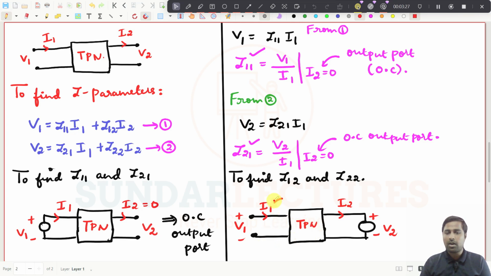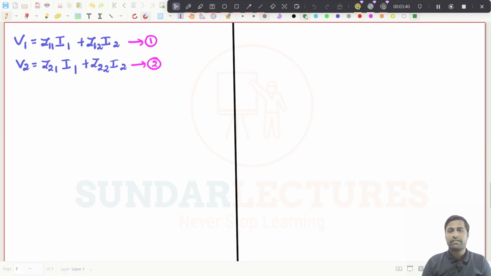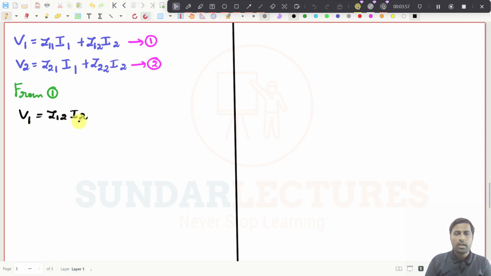Since this is now open circuited, then I1 should be equal to 0. So if I1 is equal to 0, then you can get this expression. I will take it to the next page. I have just taken the expression. So from expression 1, this I1 has now become 0. So what will be the expression now? V1 should be equal to Z12 and I2, right?